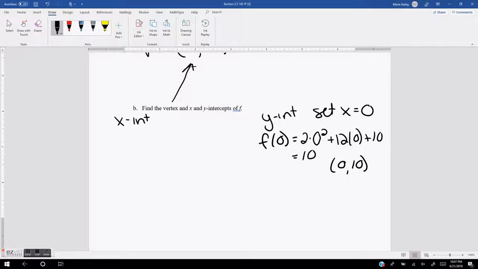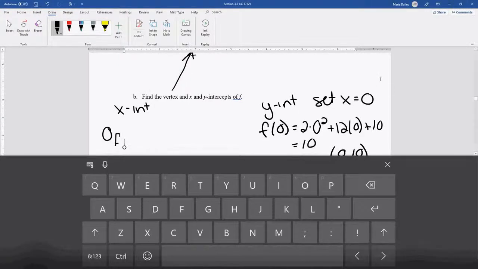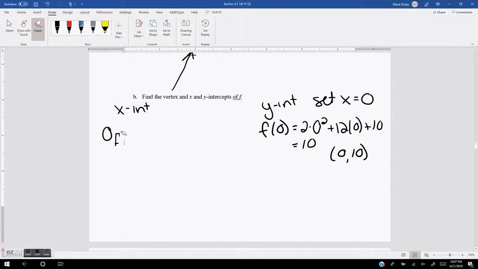Now taking it one step further, to find the x-intercept, I'm going to bump it yet again. It's almost like the projector. Every time you kick it, it works.